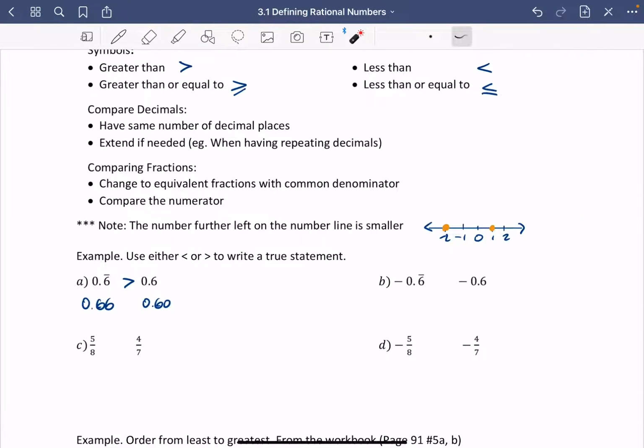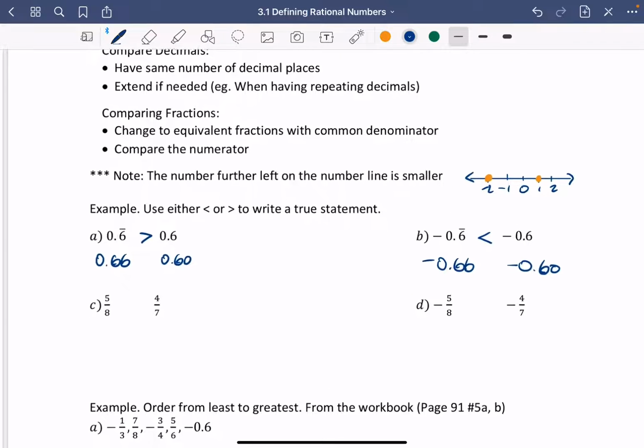Okay, next one. So again, it's the same numbers except that the numbers are negative. Now, negative 0.66 and negative 0.6, which number is further on the left? If you think about the numbers on a number line, negative 66 will be further to the left compared to negative 60, right? So then the number that's further to the left will be smaller, so the opening will be facing the bigger number.